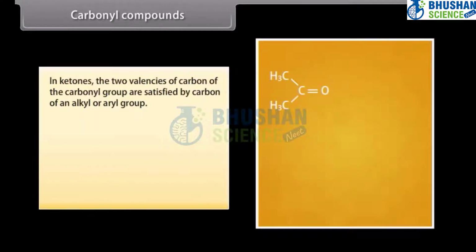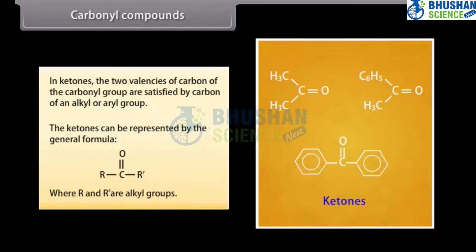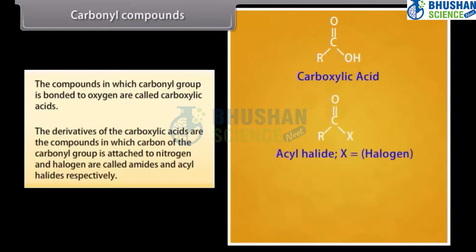In ketones, the 2 valencies of carbon of the carbonyl group are satisfied by carbon of an alkyl or aryl group. The ketones can be represented by the general formula RCOR', where R and R' are alkyl groups. The compounds in which carbonyl group is bonded to oxygen are called carboxylic acids. The derivatives of the carboxylic acids are the compounds in which carbon of the carbonyl group is attached to nitrogen and halogen, called amides and acyl halides respectively.